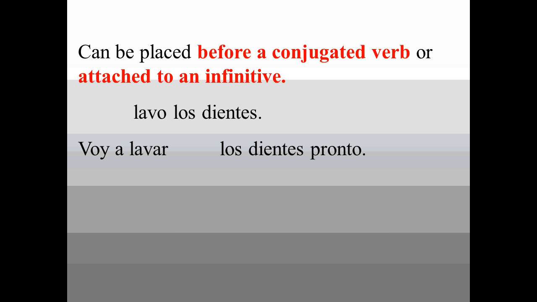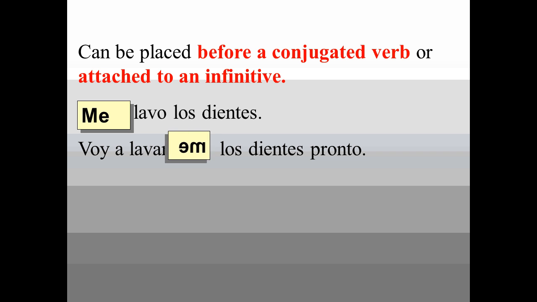Now, just like any other pronoun, remember your direct object pronouns and your indirect object pronouns. It can be placed before a conjugated verb or attached to an infinitive. So make sure you fill in the red part underneath duchaste, the shower, and the preterite. For example, it says lavo los dientes. You can put it in front, which is me. You have to have it. Or you can attach it to an infinitive.